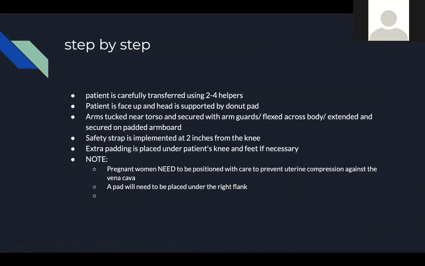And step by step for the supine position. The patient is carefully transferred using 2 to 4 helpers. Patient is faced up and head is supported by the donut pads. The arms are tucked near torso and secured with arm guards, or flexed across body, or extended and secured on padded arm boards. Safety strap is implemented after positioning at 2 inches from the knee. Extra padding is placed under patient's knees and feet if necessary.